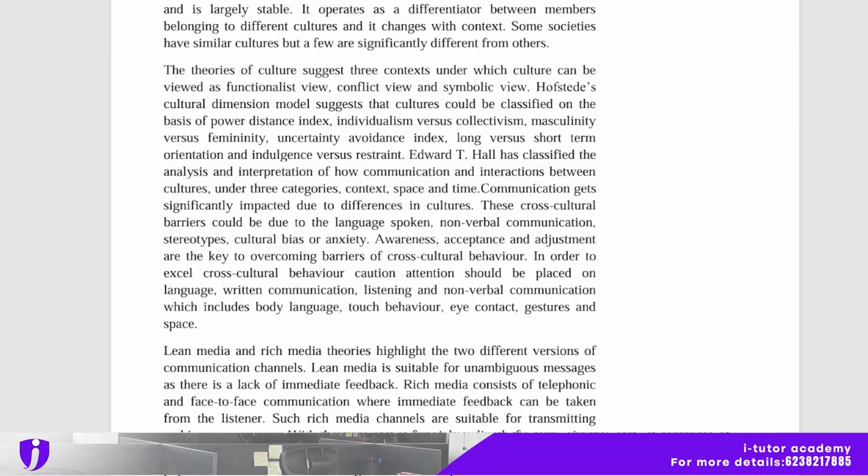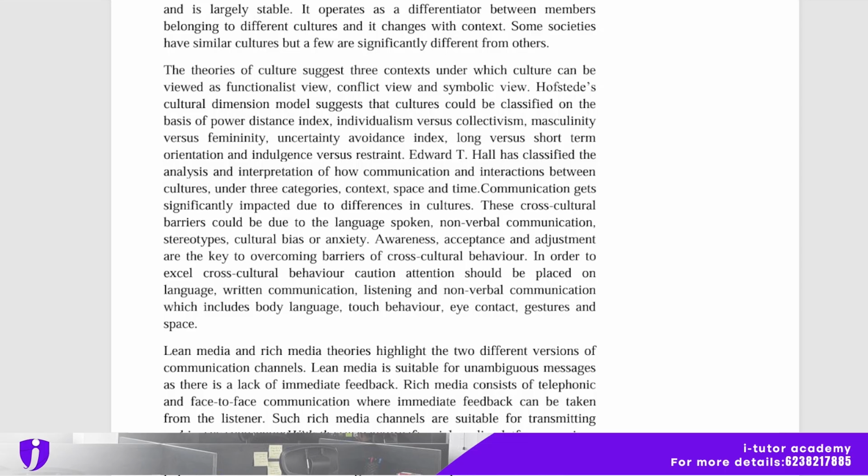The theories of culture suggest three contexts under which culture can be viewed: functionalist view, conflict view, and symbolic view. Hofstede's cultural dimension model suggests that cultures could be classified on the basis of power distance index, individualism versus collectivism, masculinity versus femininity, uncertainty avoidance index, long versus short term orientation, and indulgence versus restraint. Edward T. Hall has classified the analysis and interpretation of how communication and interaction happen between cultures under three categories: context, space, and time.